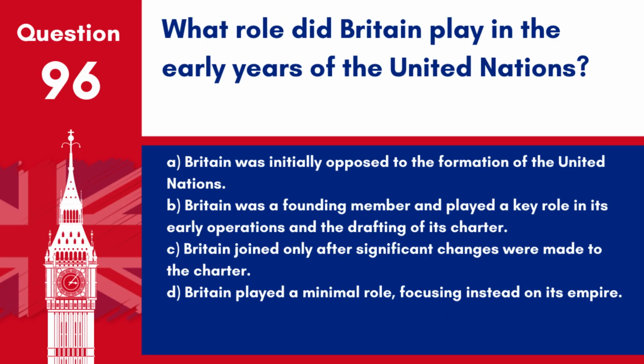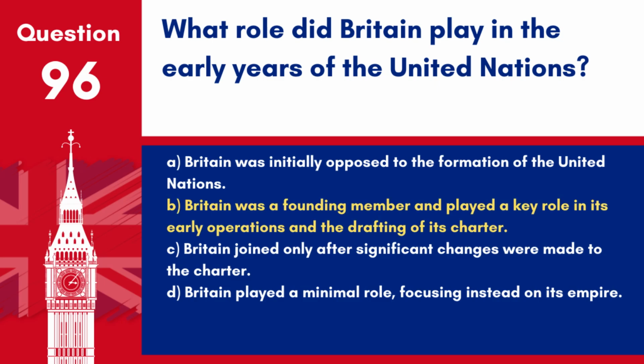Question 96. What role did Britain play in the early years of the United Nations? A. Britain was initially opposed to the formation of the United Nations. B. Britain was a founding member and played a key role in its early operations and the drafting of its charter. C. Britain joined only after significant changes were made to the charter. D. Britain played a minimal role, focusing instead on its empire.